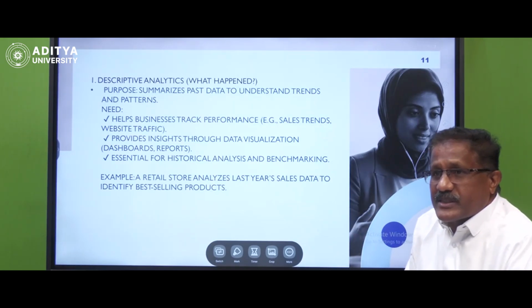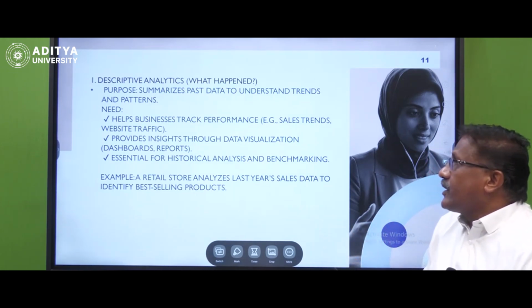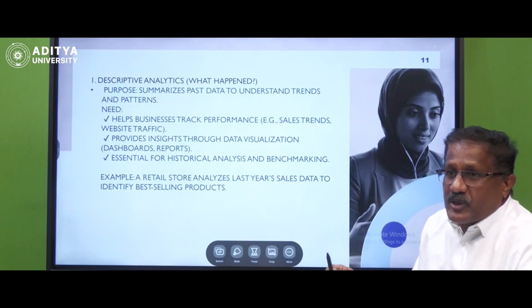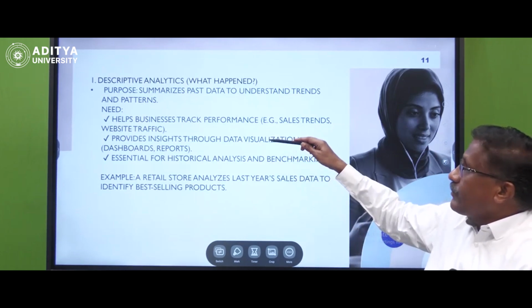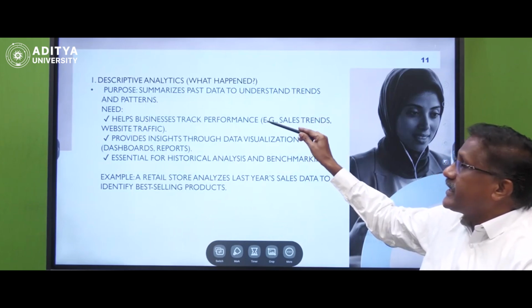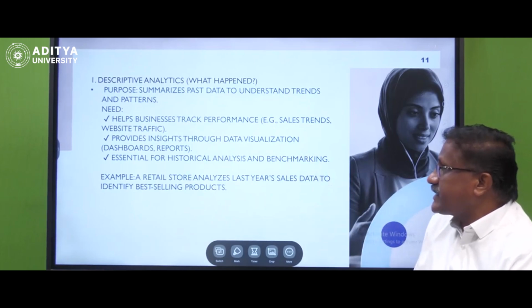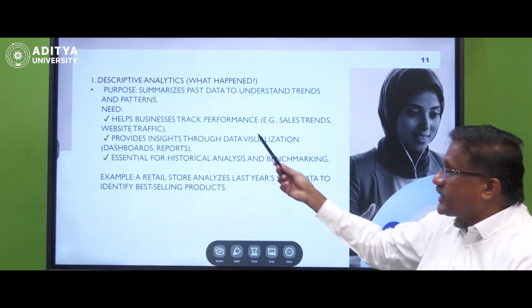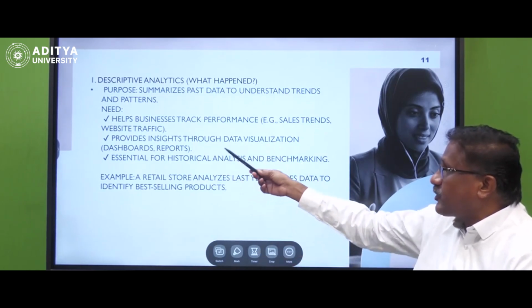For example, take an ice cream business. Generally it helps the business forecast that sales on summer days will be very high. But how can you track the different types of products? What about customer behavior? There are so many things. Here, before going for prediction, descriptive analytics tells what actually happened in the past data. It helps the business track performance, for example sales trends and website traffic. Second, it provides insight through data visualization like dashboards and reports.